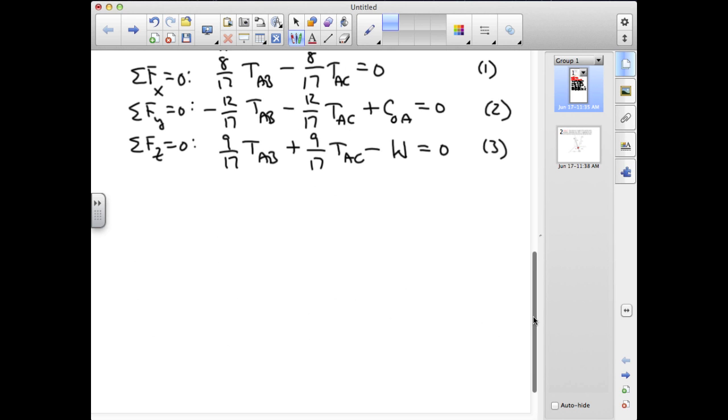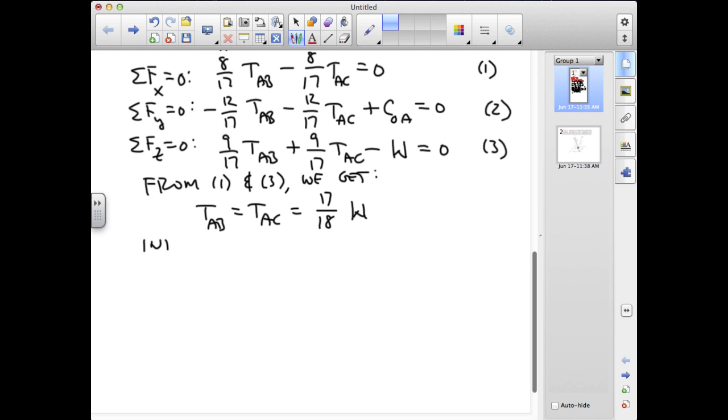Now, even though we have three equations and three unknowns, this problem is simpler than that because the symmetry of the problem allows us to eliminate one of those unknowns immediately. From equation 1, we can see that T_AB and T_AC are the same. So if we take advantage of that in equation 3, we get that T_AB is equal to T_AC is equal to 17/18 times the weight. Taking advantage of that in equation 2, we can solve for the compression in OA as 24/17 times the tension in one of these cables, which is, again, 17/18 times the weight, and that ends up giving us 4/3 of the weight. The fact that this is a positive value tells us that, in fact, the boom is in compression, and so we will use the appropriate failure criteria for that member.